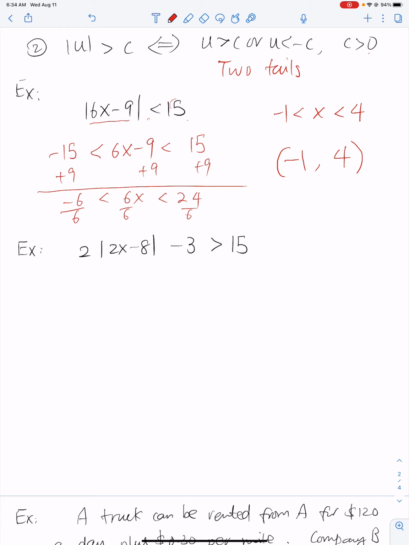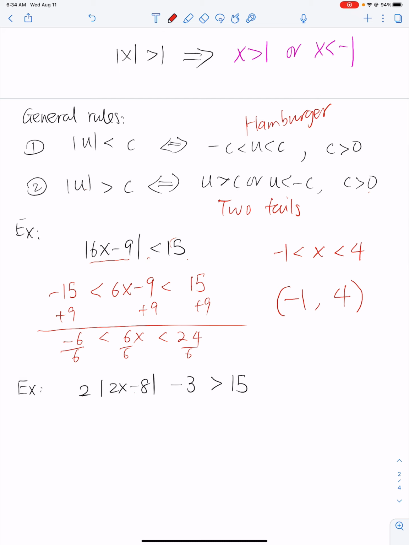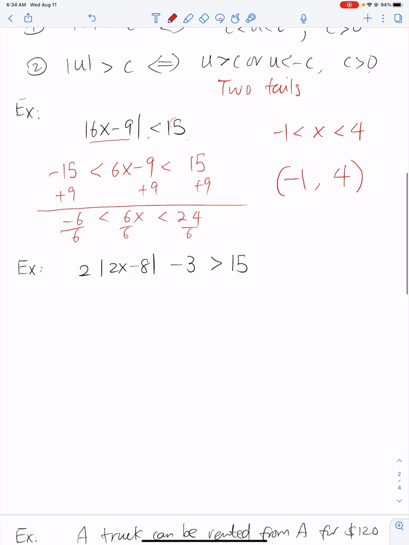Okay, then first thing is isolate the absolute value. Do not distribute. So I always tell the student, absolute value is like a jail. Nothing goes in, nothing goes out until you are officially released, meaning you find the solution. Okay, so do not distribute.